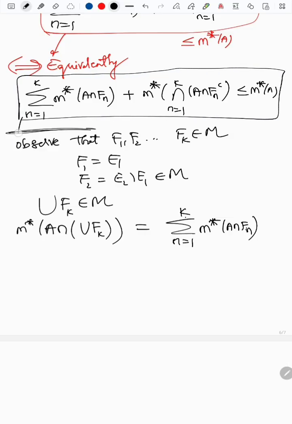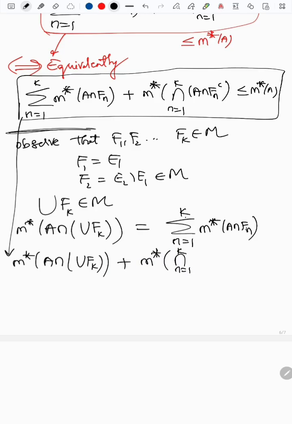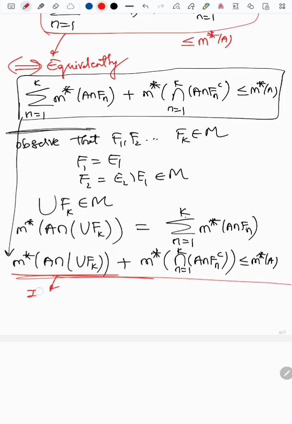So this I can write down as m star of A intersection with the union of Fk's, plus m star of A intersection with the complement, which is less than m star of A. This is exactly the same as the union of Fn, n from 1 to k.